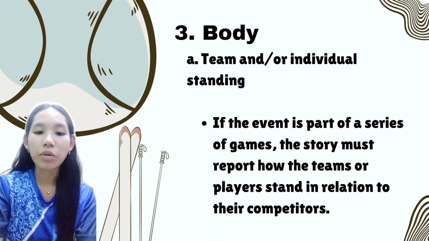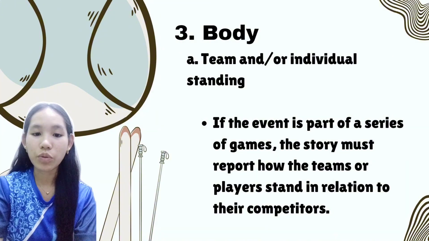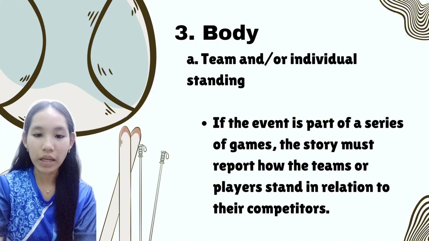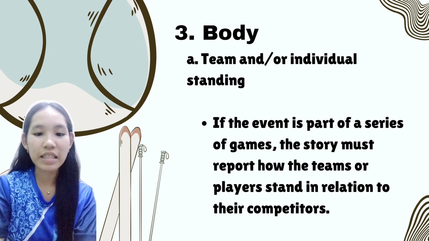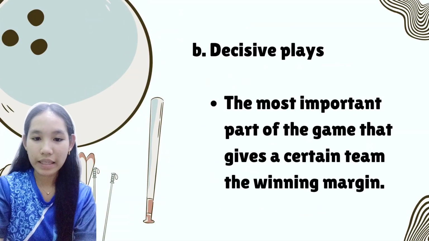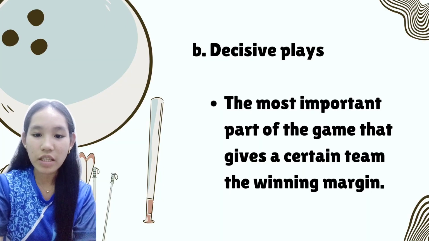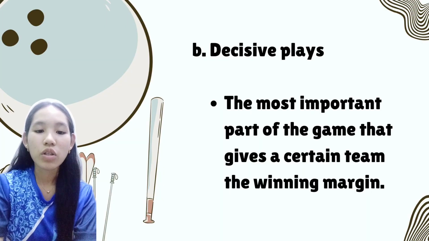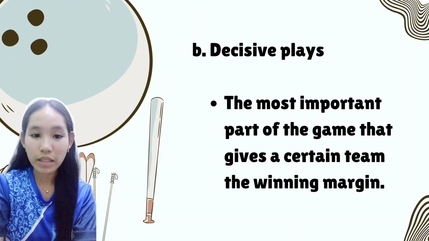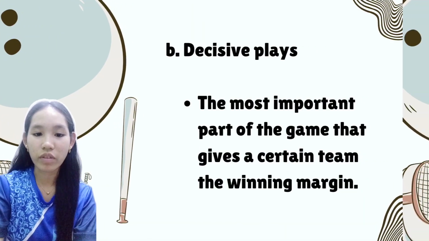It is reporting on how teams or players rank within their leagues or tournaments following the match. It is not explicitly detailed in the sample sports article, but the close score suggests both teams are competitive. Second is the decisive plays. This is the most important part of the game that gives a certain team the winning margin. This highlights the pivotal moments that shifted the momentum of the game.